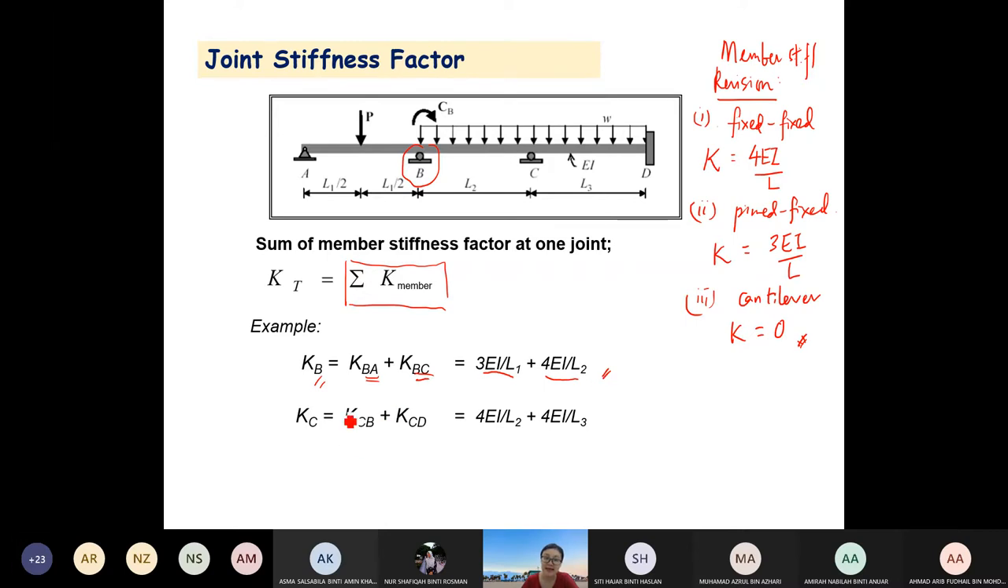Okay, let's try for KC. For joint C, you refer to any member that connects to C. This beam is very straightforward. What if there is a frame structure? There will be more members that connect to a joint. You just need to sum up all the member stiffness factors at that particular joint. So for KC, there are two members, member CB and member CD. They both have the fixed condition, so 4EI over L plus 4EI over L. Be careful, this EI and L refer to the member itself, so you shall not write 4EI over L multiplied by, no.